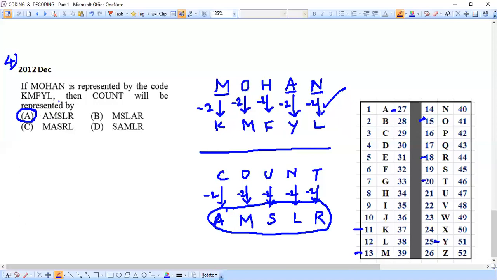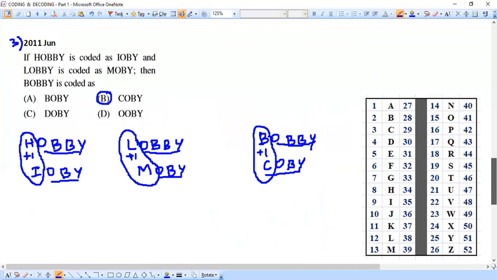That's it for this session. We have completed 4 questions in this session. I think you are able to understand all the 4 questions very clearly. These are all very basic level questions only, right?